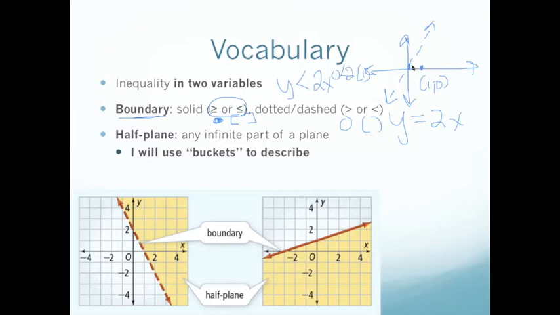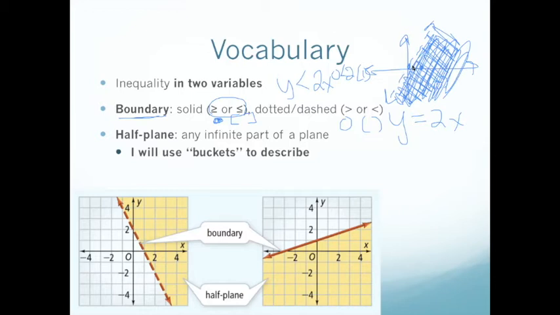Yes, 0 is smaller than 2, so we would shade this side. Now, why am I shading part of my plane? Any point in that shaded region, just like filling in a circle means that that's part of our answer, filling in a region, in this case, half of our plane, says that any point that's shaded in is a solution to our equation. So I can pick any point in here.